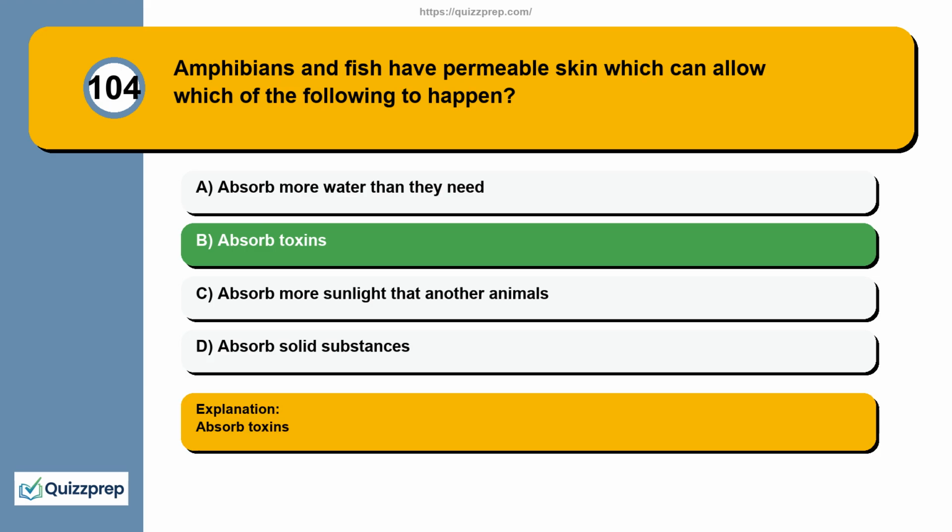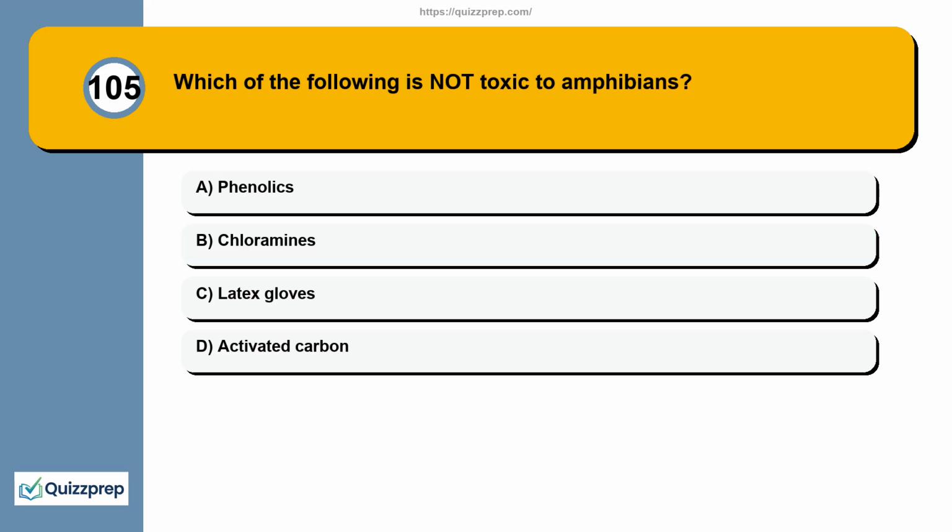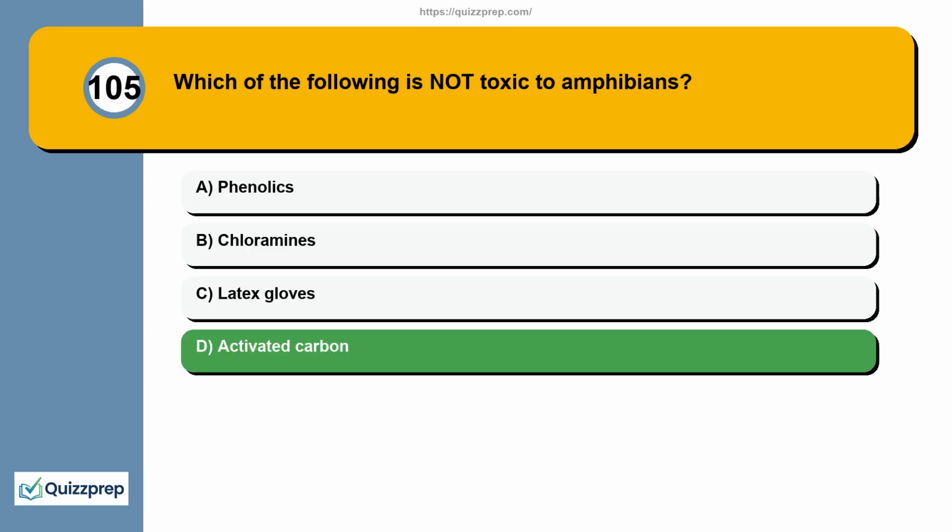Question 105. Which of the following is not toxic to amphibians? Option A, phenolics. Option B, chloramines. Option C, latex gloves. Option D, activated carbon. The correct answer is option D, activated carbon.